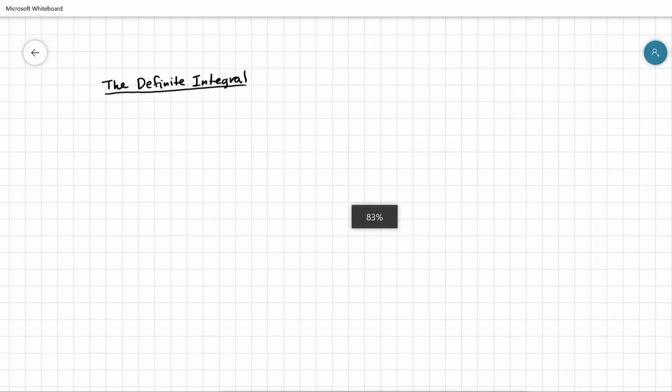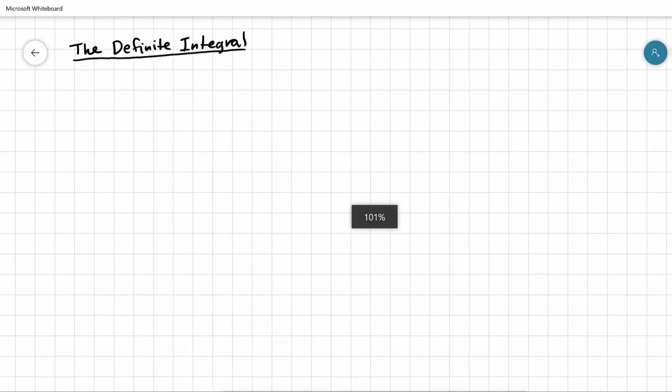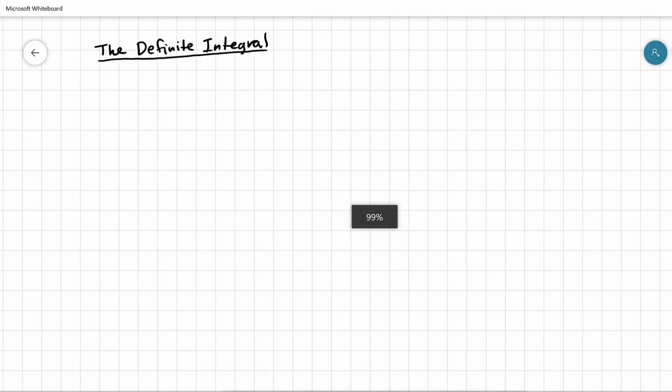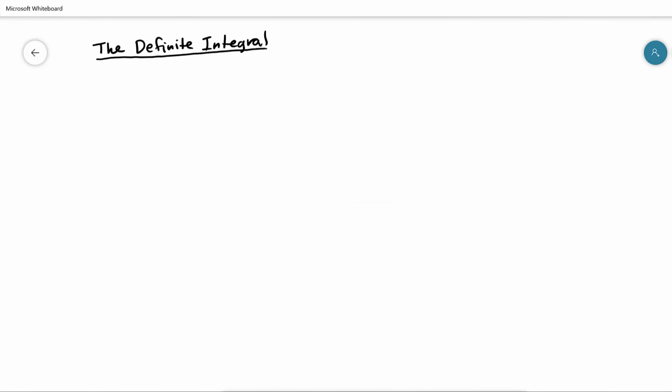Okay, so in this video, what we're going to look at is an introduction of the idea of a definite integral. And it's going to pick up right where we left off in the last video. So in the last video, we were using basically the idea of a summation of a bunch of little rectangles to try to find the area under a curve.